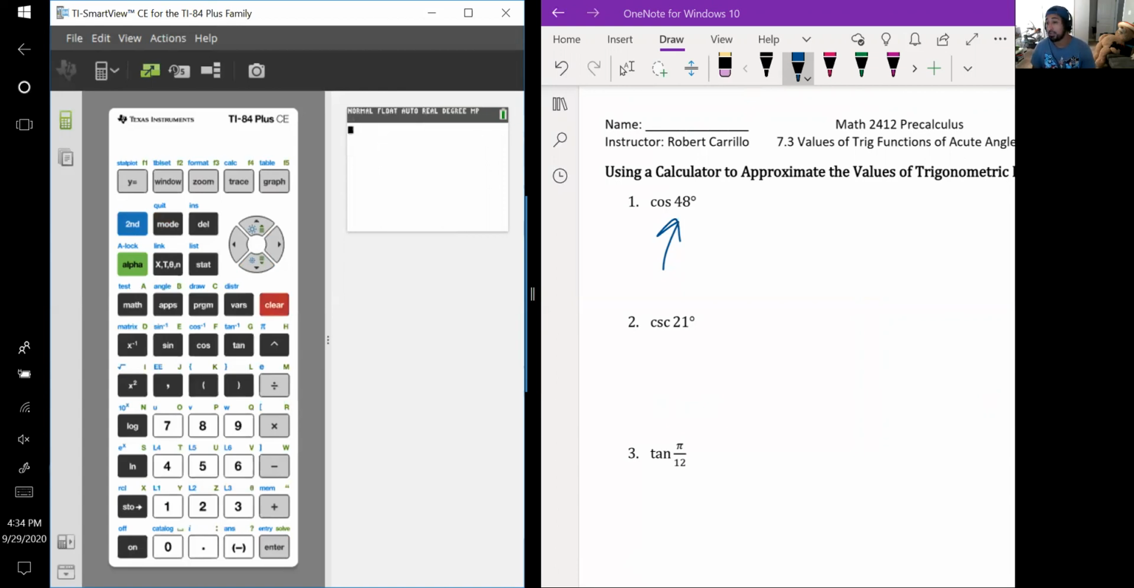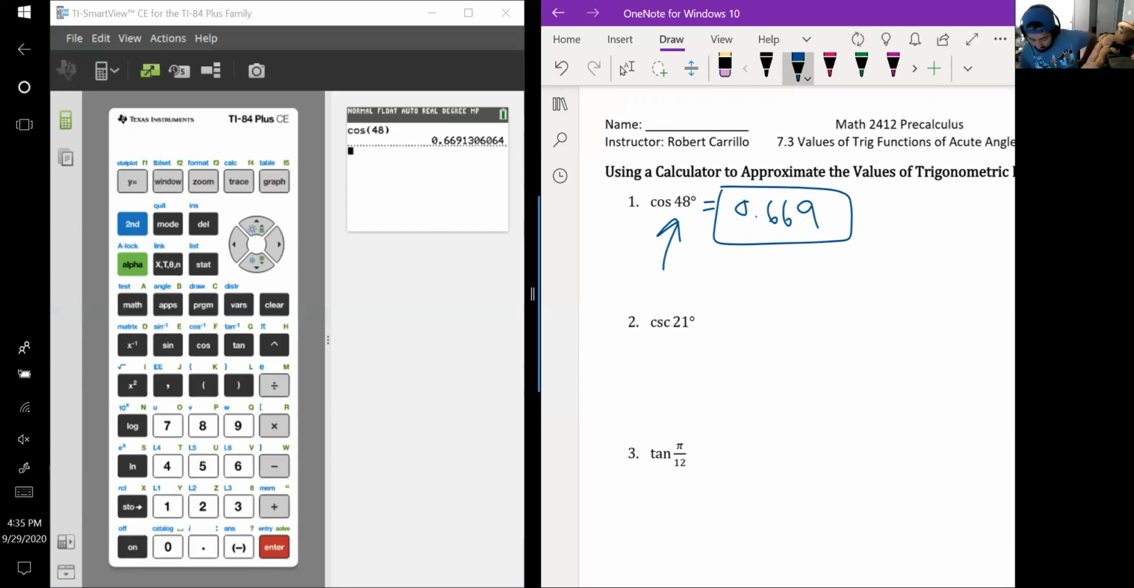Okay, cosine of 48 degrees. Type cosine, type in 48, hit enter. And we'll go 3 decimal places. There it is. Cosine of 48 degrees is 0.669. That's its numerical value. Okay.